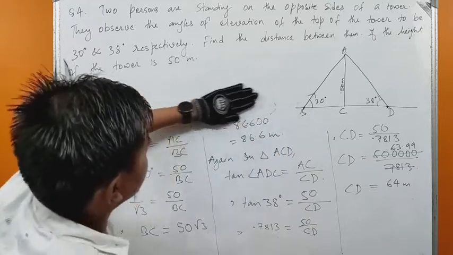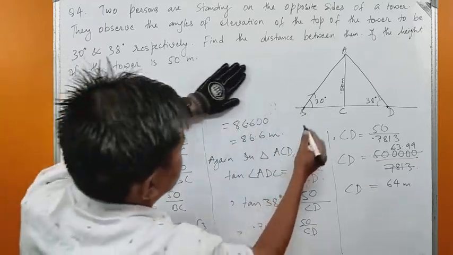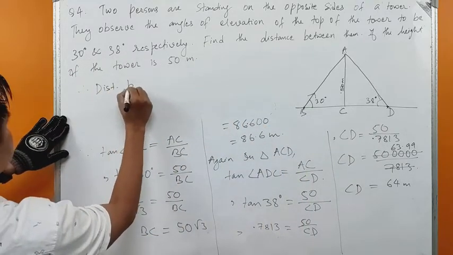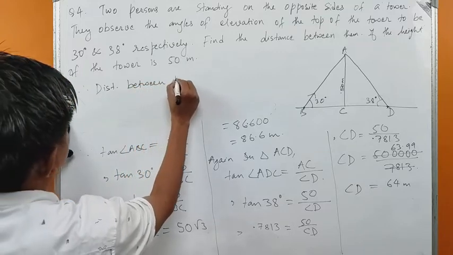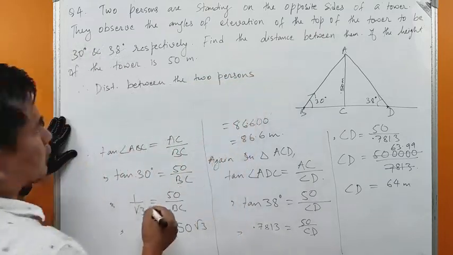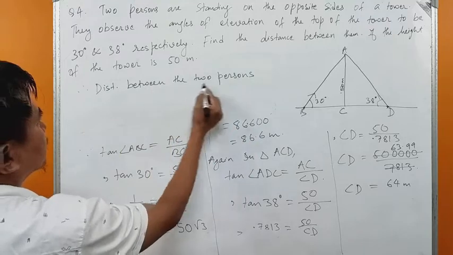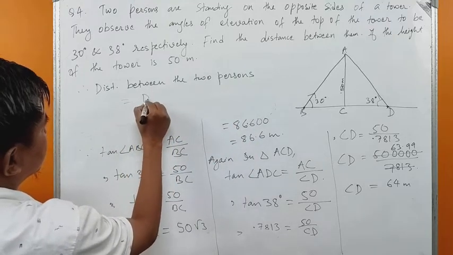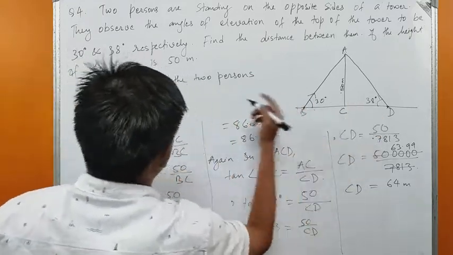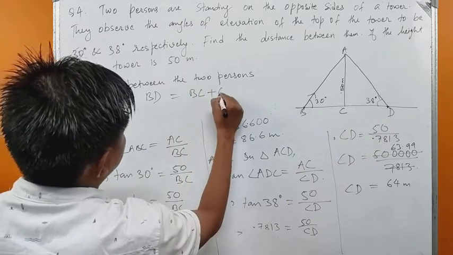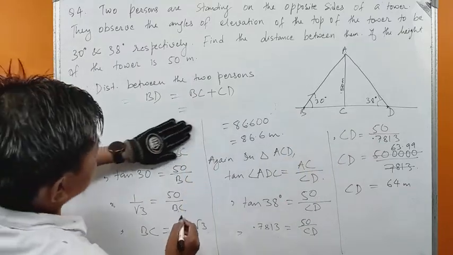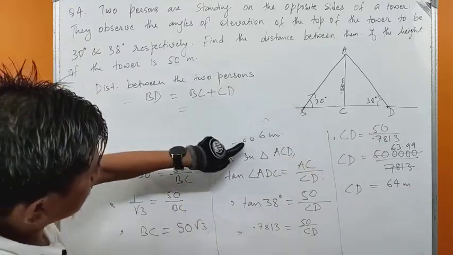Now we are asked to find the distance between the two persons, B and D. Therefore the distance between the two persons standing opposite to the tower equals BD, isn't it? BD equals BC plus CD. So what is BC? BC is 86.6.